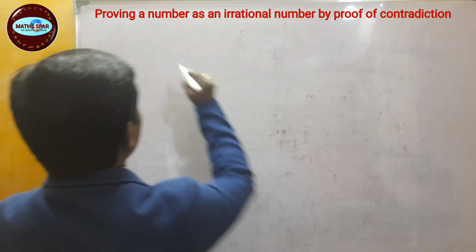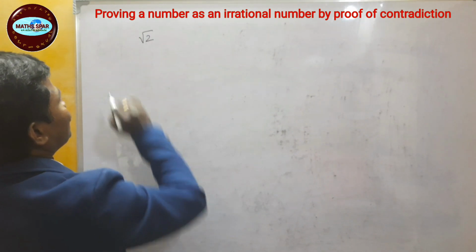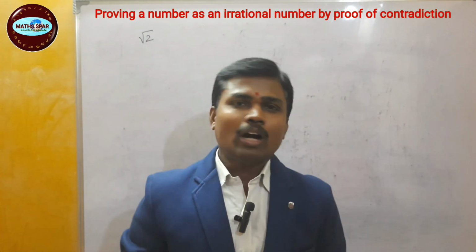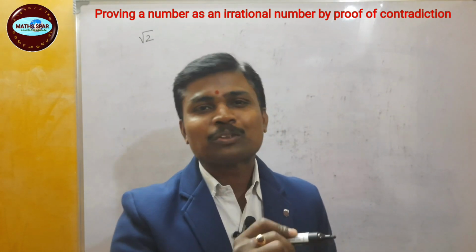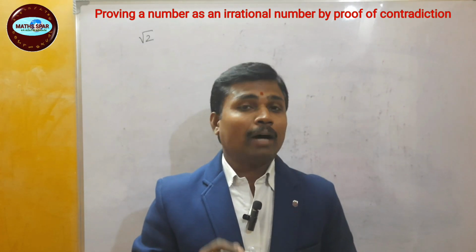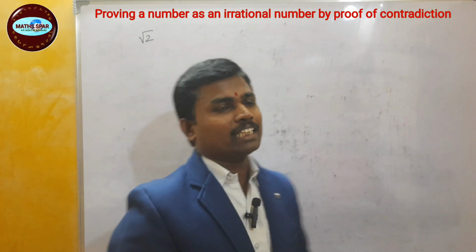This video is about showing a number as irrational by proof of contradiction. Let us take one example. If root 2 is the number, we all know that root 2 is an irrational number, but how do we show that root 2 is an irrational number? By proof of contradiction, we solve this.